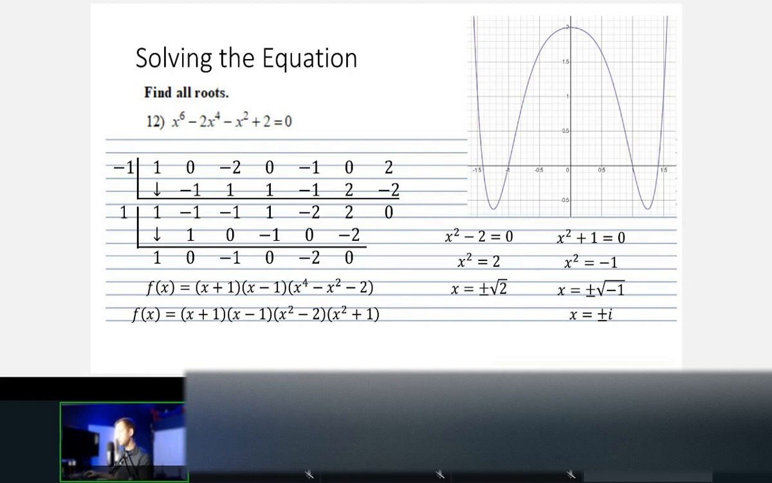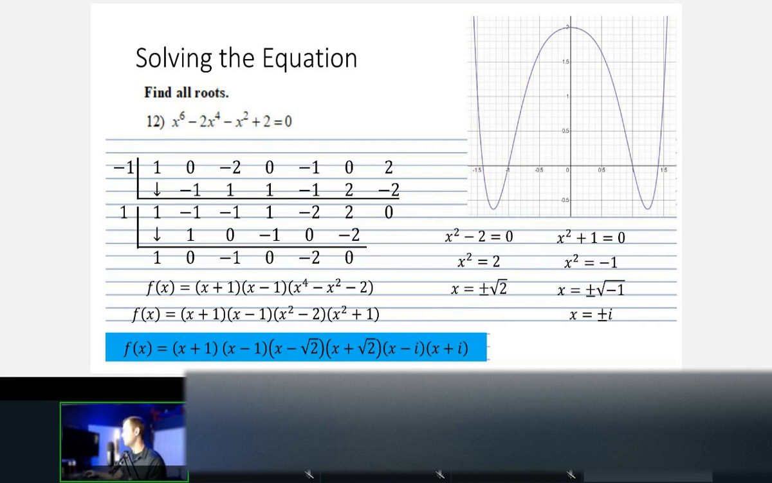And then just for fun, there's the factored form of all 6 factors. Look at that. We got x plus 1, x minus 1, x minus rad 2, x plus rad 2, x minus i, x plus i.